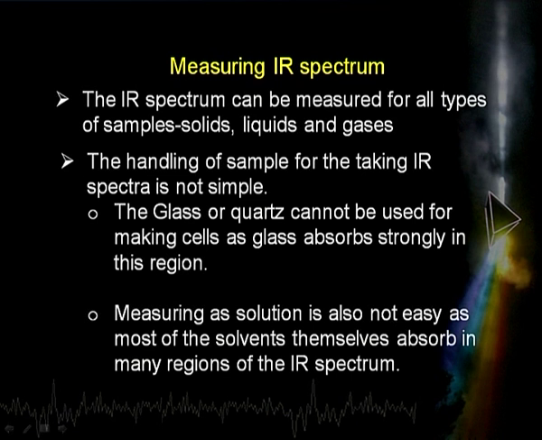Second, in IR spectrometry, measurement as a solution is also not easy, because most solvents also absorb in the IR region. So what will happen? My solvent will show up, so will my material, and the two will overlap. I will not be able to make out whether the signal is because of the sample or because of the solvent. This becomes a problematic issue again. So how do we go about it? We need some special techniques, so let us talk about each one in terms of the kind of sample I am dealing with.